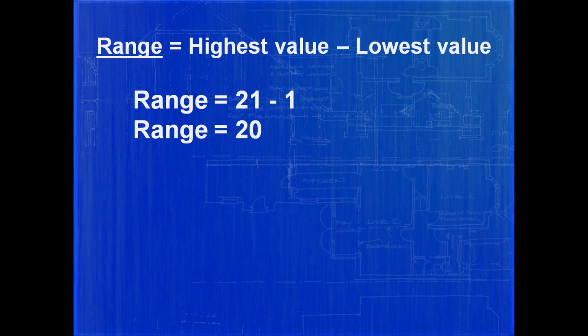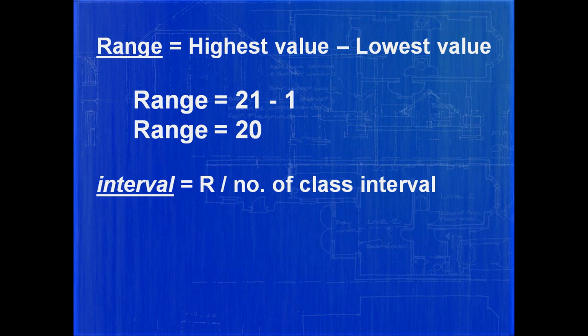Now, we're ready to solve for the interval. The formula in finding the interval is the range divided by the number of class intervals. Note that the number of class intervals is arbitrarily chosen depending on the size and range of the data. In this example, the interval is 2.8. Remember that the interval must have the same number of significant figures as the data values. Therefore, we take 3 as our interval.